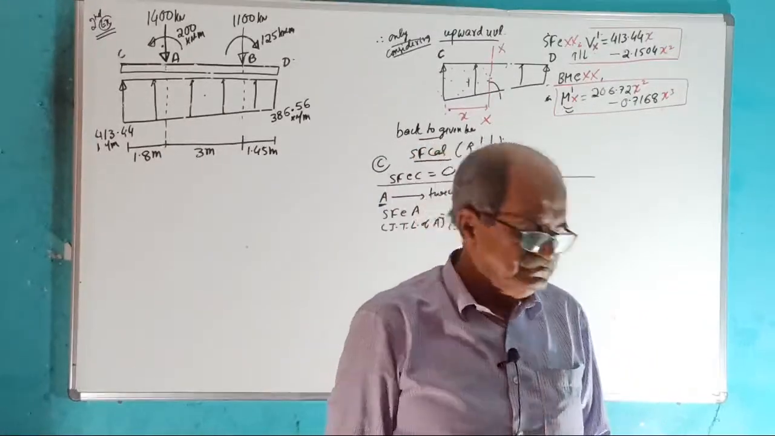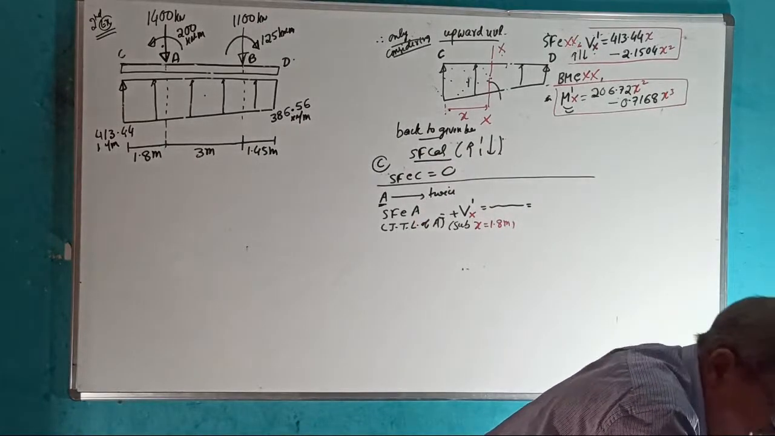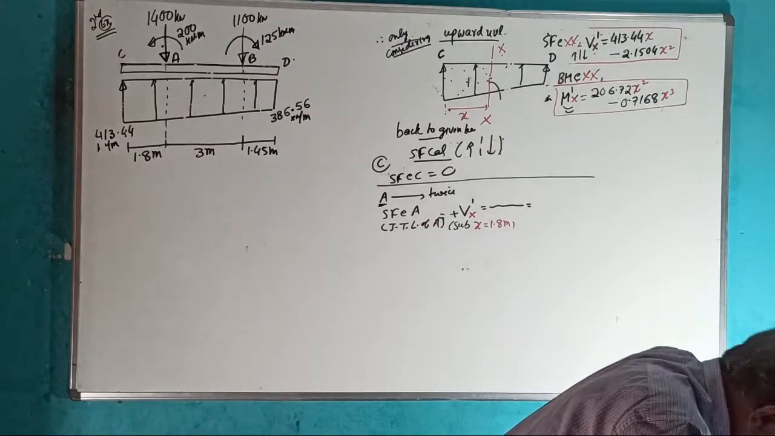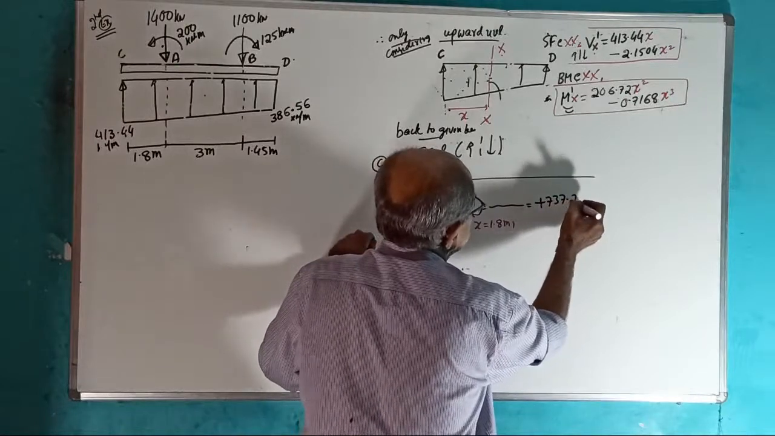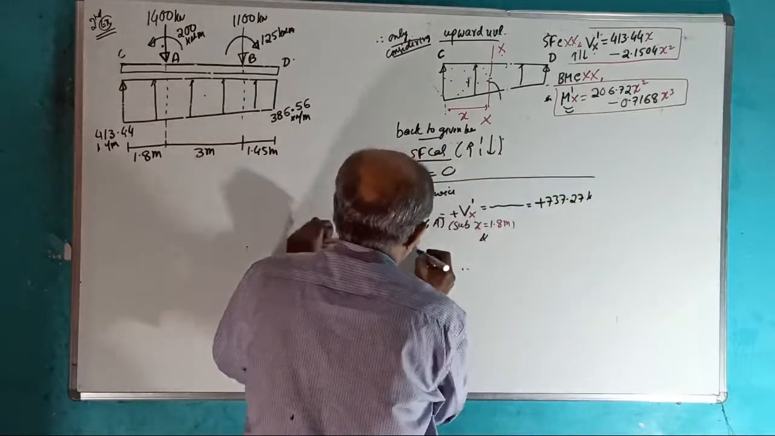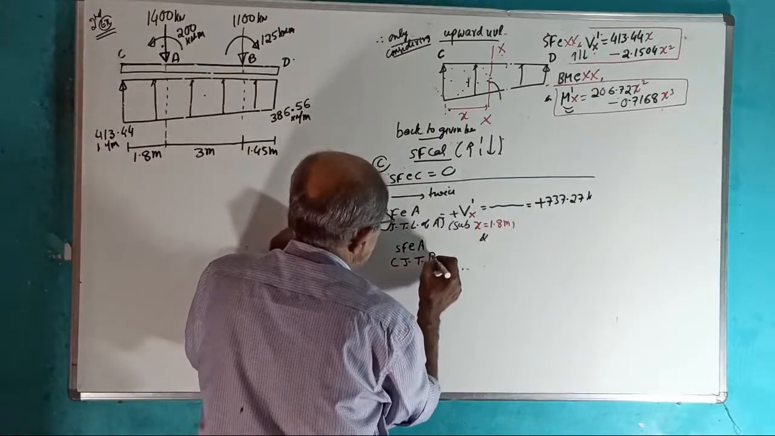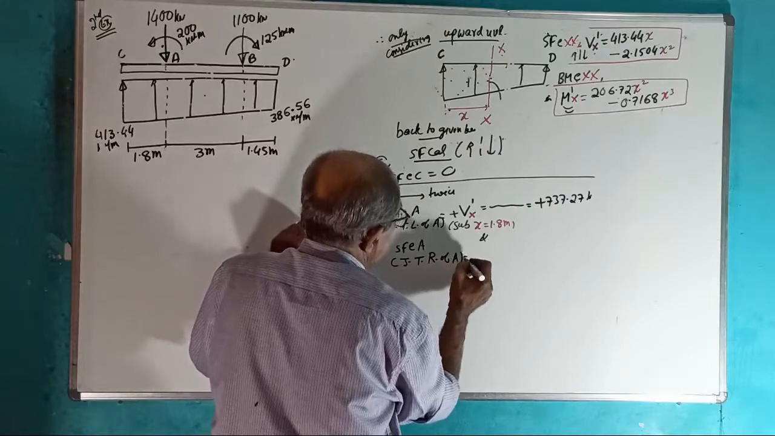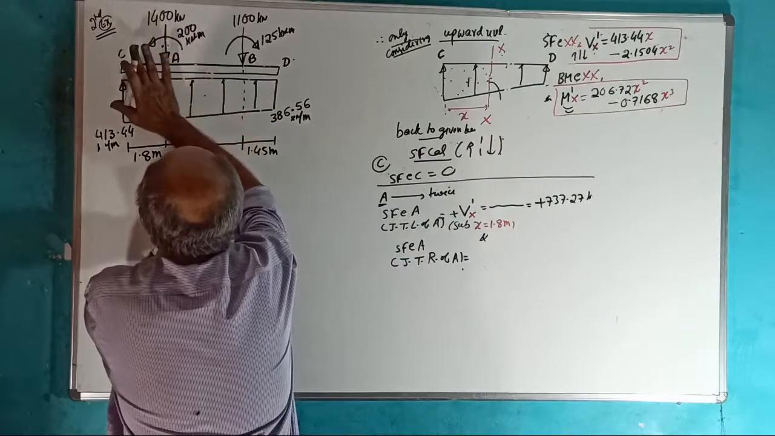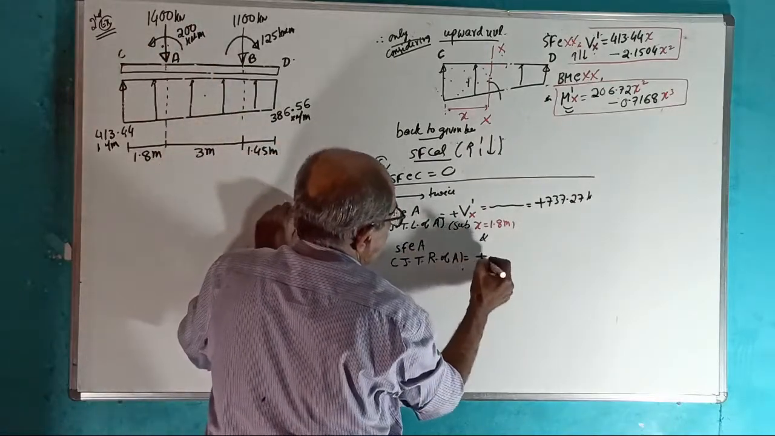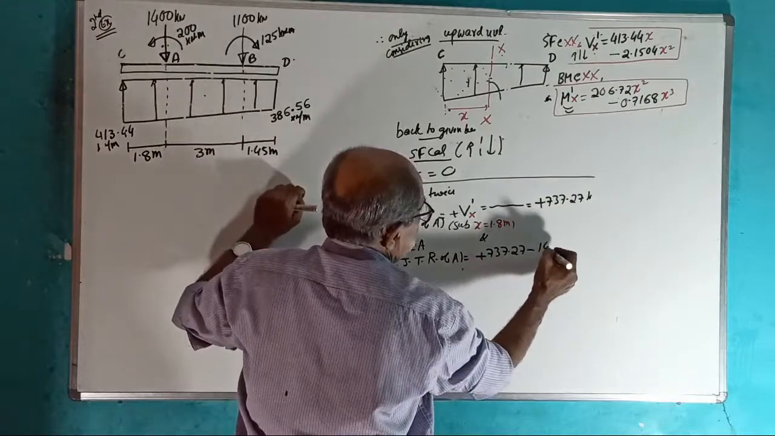Why? Plus 737.22. Second decimal only. 737.22. Plus 737.22 kilonewton. And shear force at A, just to right of A: whatever shear force you got here, when you come to right of A, it is the same UVL. So the answer is plus 737.22 minus 1400. Answer.